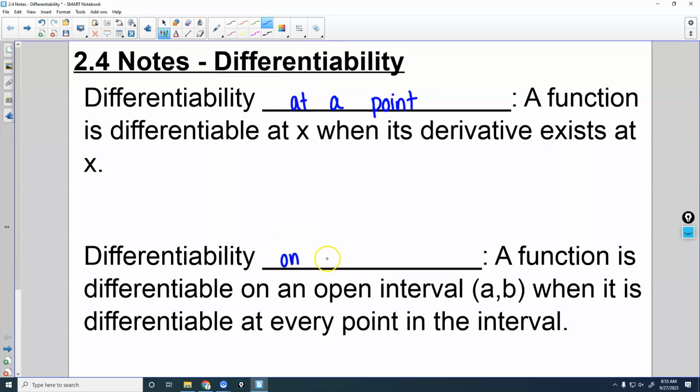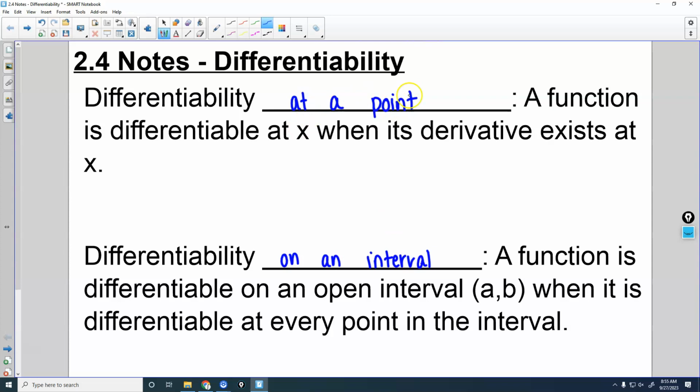Differentiability on an interval is pretty self-explanatory. A function is differentiable on an open interval a to b when it's differentiable at every point on that interval. Okay. Continuity, we had a similar definition. Our function was continuous as long as it was continuous at every point on that interval, right? So similar to continuity, with differentiability we're going to be looking for places where something is not differentiable.